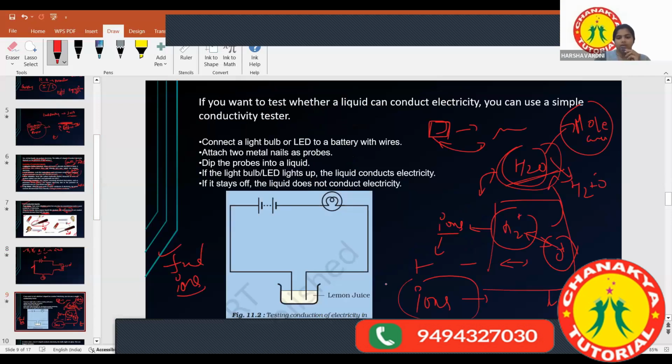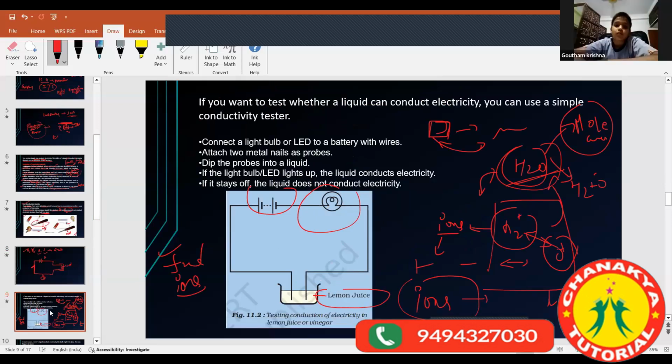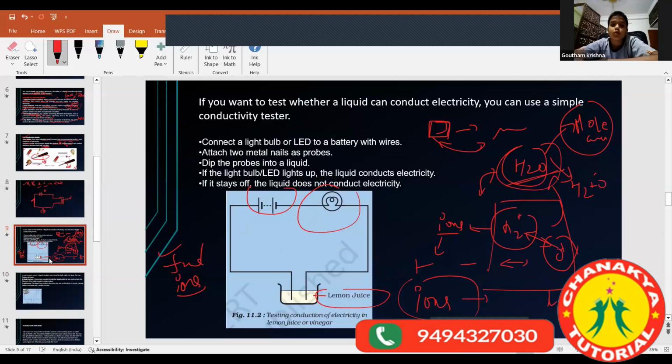Now here, there is something called lemon juice. If you see this diagram, it is the same diagram we made, but they have not given a switch; they have closed the circuit permanently, and they have given a bulb and a battery, and now they have given lemon juice. Now tell me, will the bulb glow or not? It will glow because the acidic H+ ions are being released.